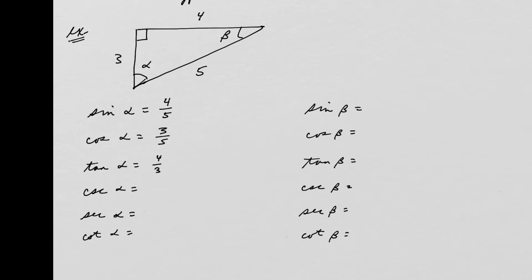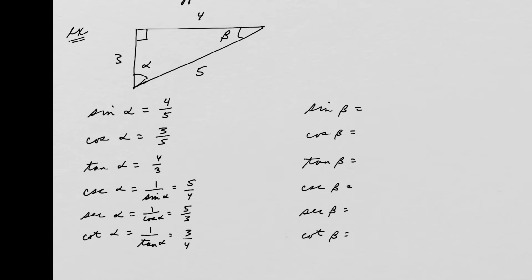And cosecant, remember, is the same as 1 over sine of alpha. So if sine of alpha is 4/5, this is going to flip, right? This will be 5/4. Then secant is 1 over cosine of alpha. So if cosine was 3/5, then this is going to be 5/3, right? It'll be the reciprocal. And then cotangent of alpha is the same as 1 over tan of alpha. So if tan was originally 4/3, this is going to be 3/4.